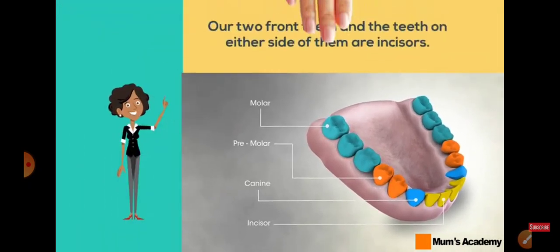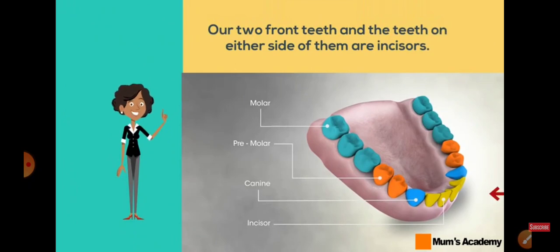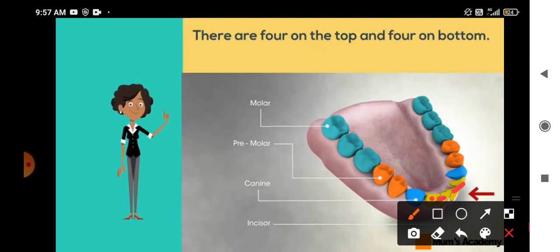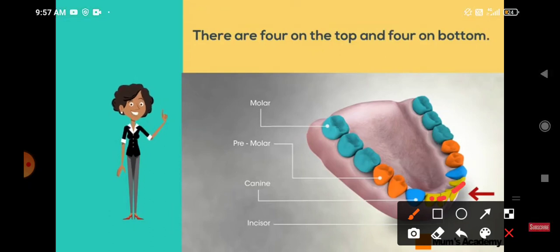So now Victoria will tell us more about the functioning of teeth. Our 2 front teeth and the teeth on either side of them are incisors, the yellow ones. There are 4 on the top and 4 on bottom.